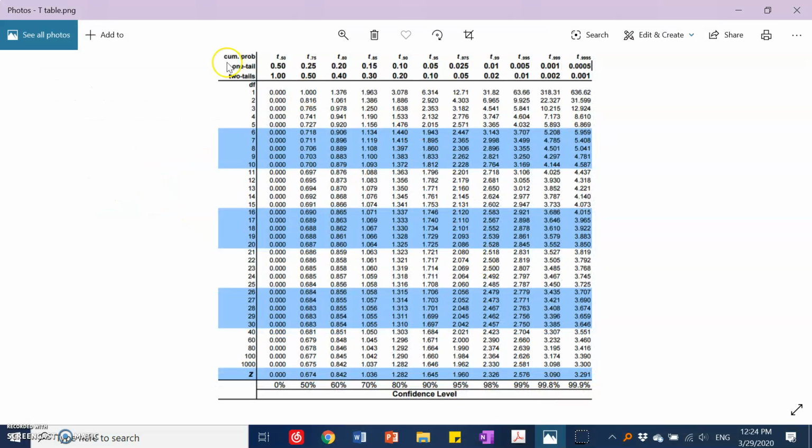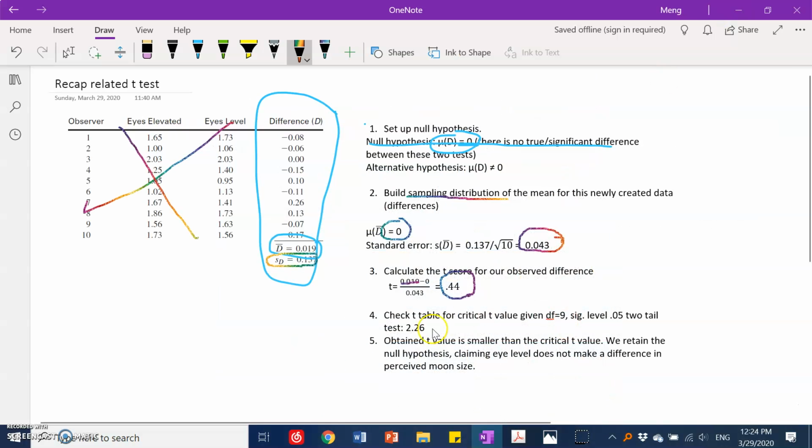So we have checked the t-table. And let's say we are looking at this column here and at the degrees of freedom of 9, which gives us the critical t-value 2.26. So 2.26 is our critical t-value. We want to compare our obtained t-value with this critical t-value. We found that our obtained t-value is smaller than this critical t-value. So which means that we are going to retain the null hypothesis.